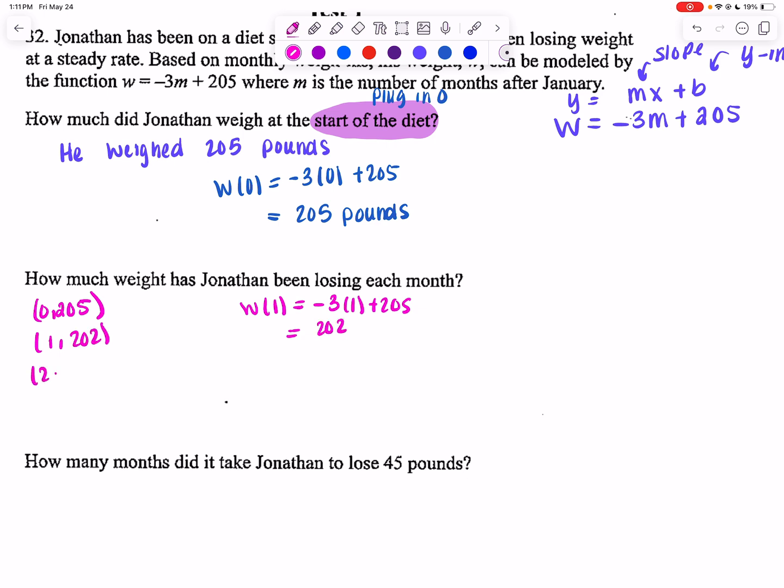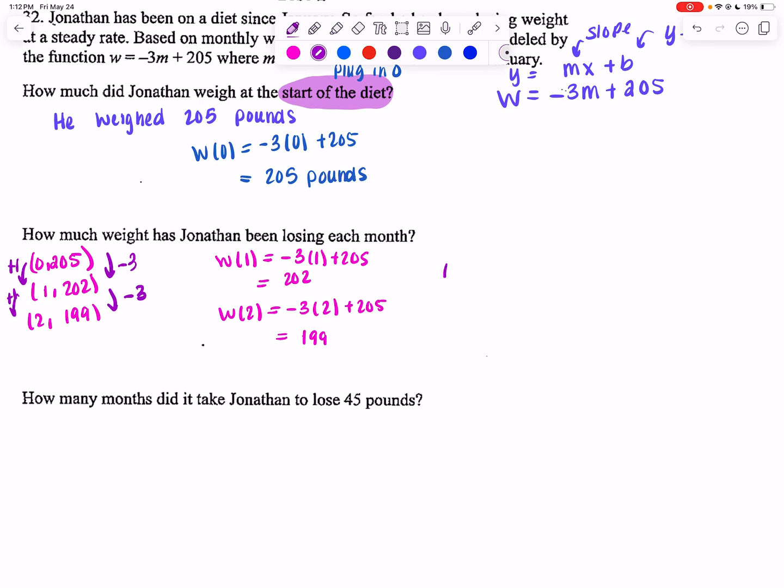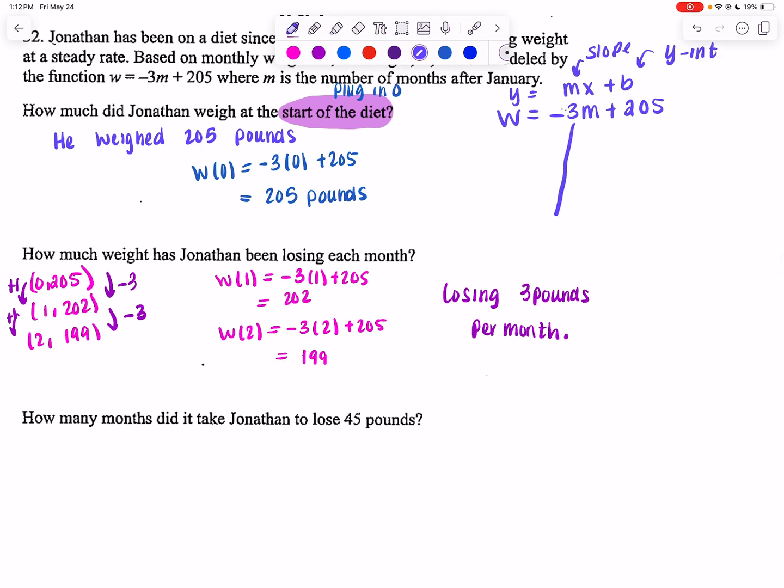And now if I plug in 2, I should do negative 3 times 2 plus 205, and that should give me 199. So we can notice that as we go up every single month, I'm going down by 3. So we can say he's losing 3 pounds per month. But we can also see that by looking at our slope, because negative 3 is telling us our slope. So he's losing 3 pounds per month.